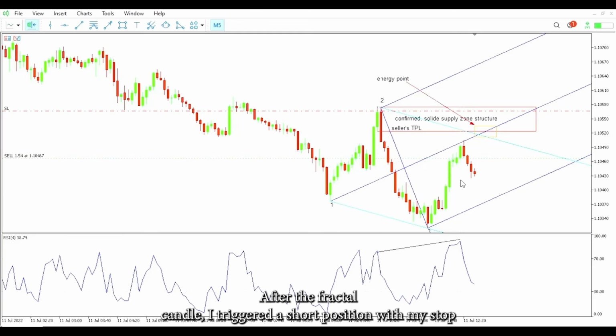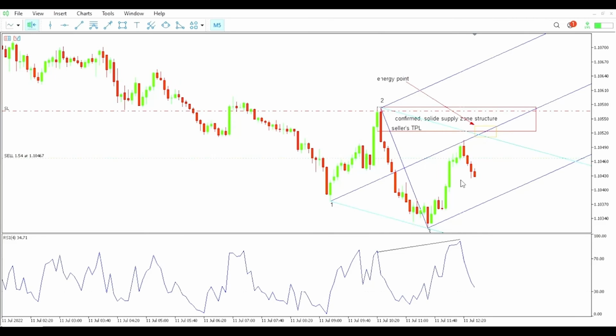After the fractal candle, I triggered a short position with my stop a few pips above the seller's turning point line, and my profit target is 3 times the stop size. If I am correct in my market reading, sellers will not allow buyers to break the turning point line. That's why I confidently place my stop loss order there. My profit target is 3 times the stop size for long-term sustainability.